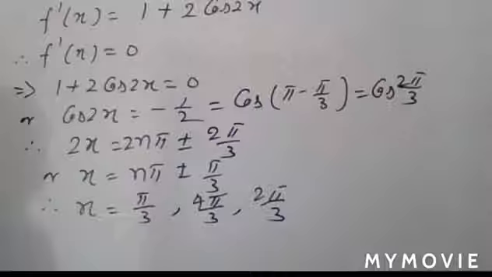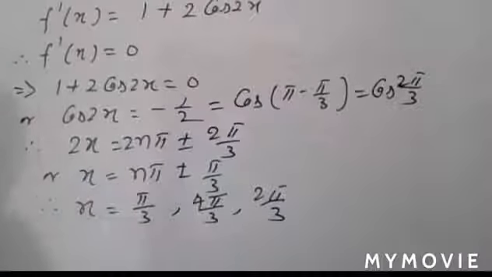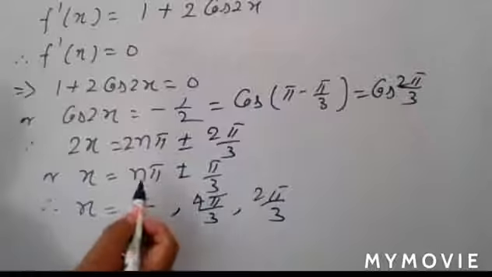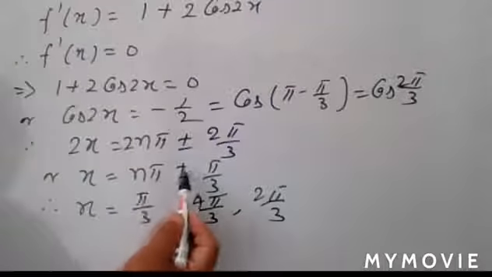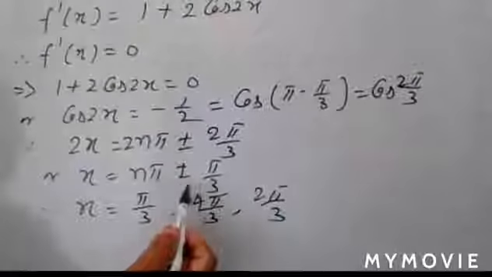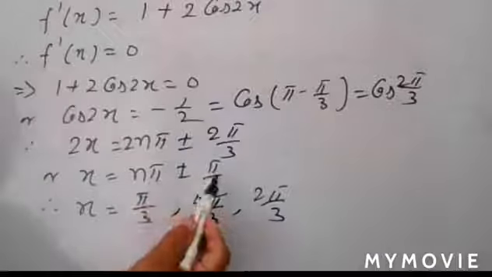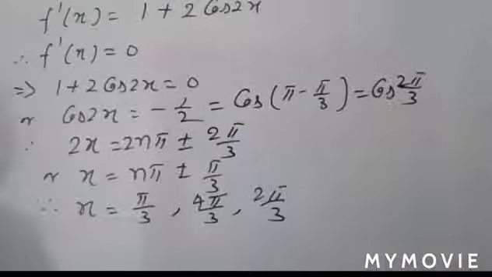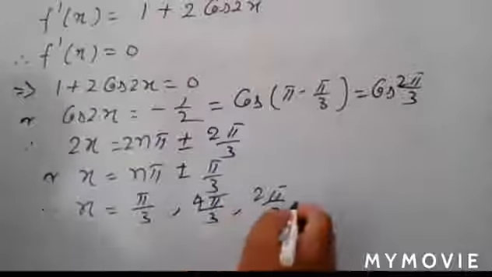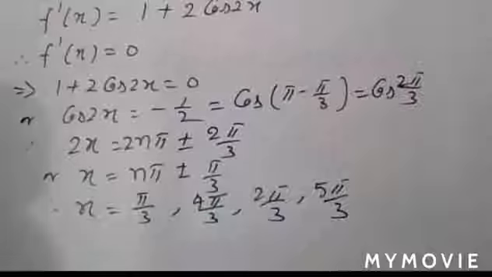Now you come to the next one. What is your next value? If you take n is equal to 2 with a positive sign, it crosses your limit. And if you take the negative value, what you have is 3 into 2, just 6, minus 1, 5 pi by 3. So 5 pi by 3 can be taken. Yes, you can take 5 pi by 3 also.